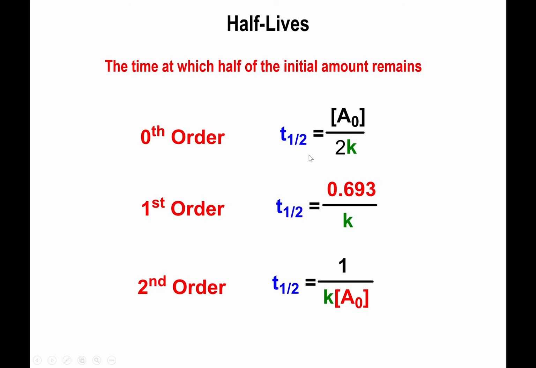These are the equations that give you the half-lives for the zeroth, first, and second order reactions. And what you can tell is that as the concentration of the reactant starts decreasing more and more, the half-life for a zero-order reaction is going to start getting shorter, shorter, and shorter. The half-life for a first-order reaction will remain constant because it does not depend on concentration.